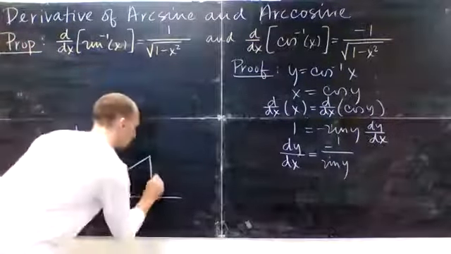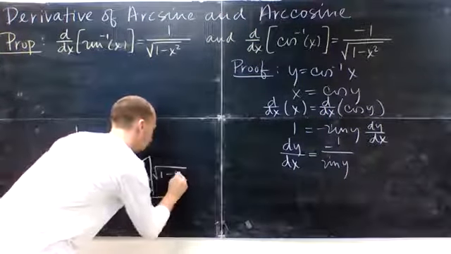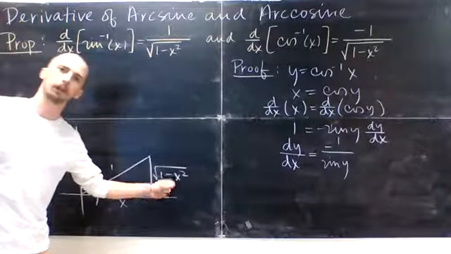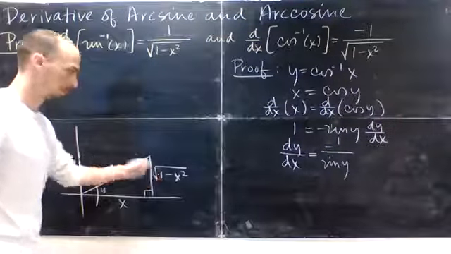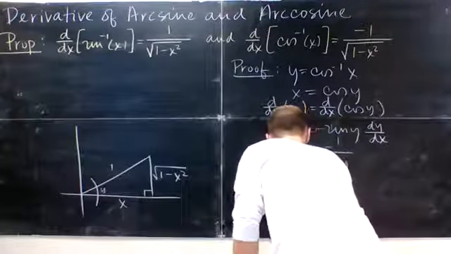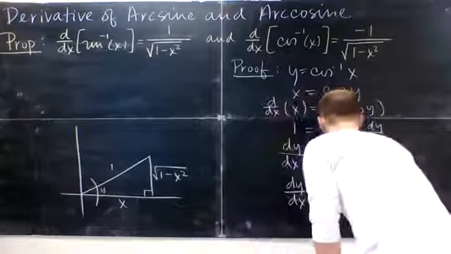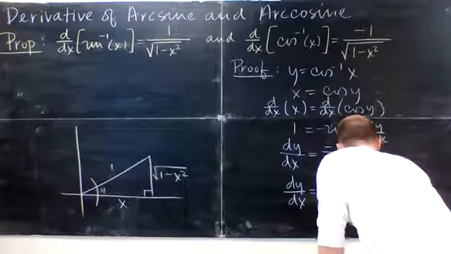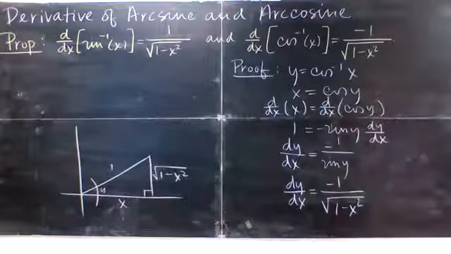means that this is, again, the square root of 1 minus x squared. So the sine of y is 1 minus x squared, square rooted, divided by 1. And so I've got dy dx is negative 1 over that square root of 1 minus x squared, which is what I had hoped to show you in the first place.